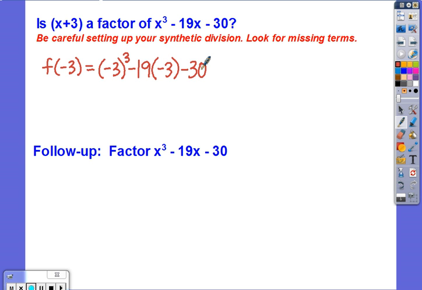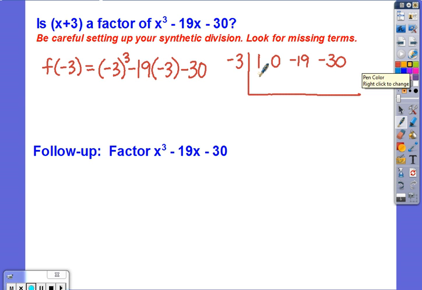Or the other option is you could divide the negative 3 synthetically, but then you'd have to be careful because we'd have an x cubed, no x squared, and then a negative 19 for our x, and a negative 30 for our constant. So either way, we should be able to find out if the remainder is, what are we looking for? Do you know what we're looking for? What are we hoping for?